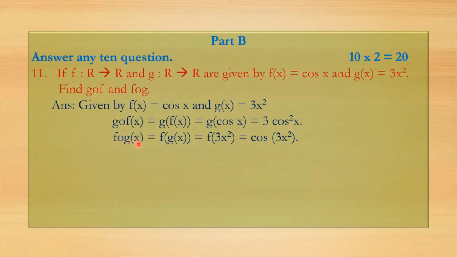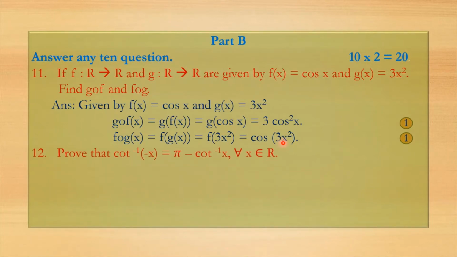Next, f of g of x is nothing but f of 3x square, which is cos of 3x square, because f of x is cos x, so in place of x we put 3x square. So here each will be awarded 1 mark, that means it carries 2 marks.